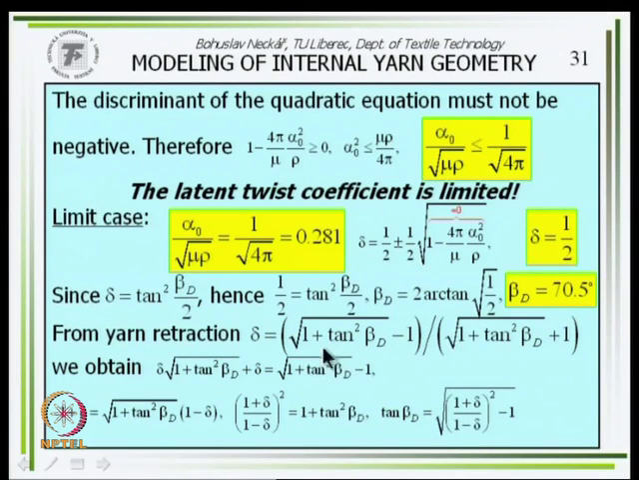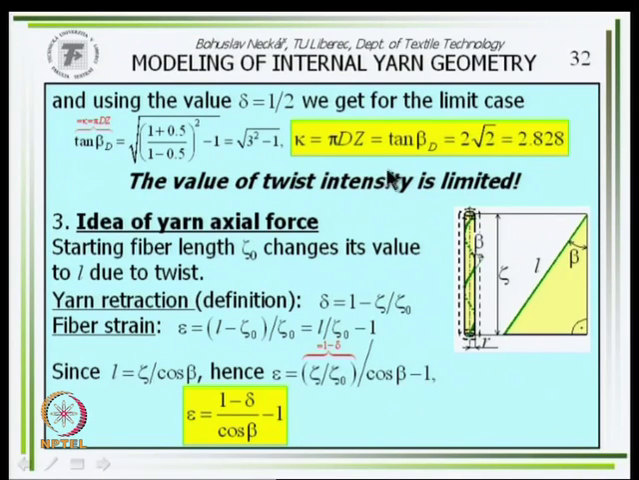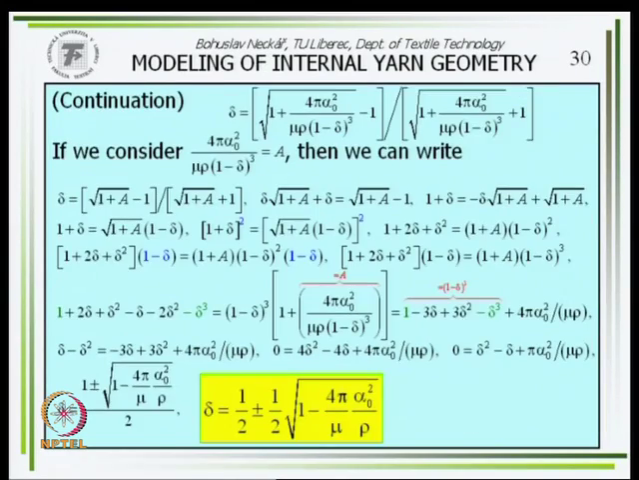Now, using the derived equations, we obtain also tangent beta d, which is 2 times square root of 2, roughly 2.8. Well, so these are the equations or results, the border results for maximum twist.